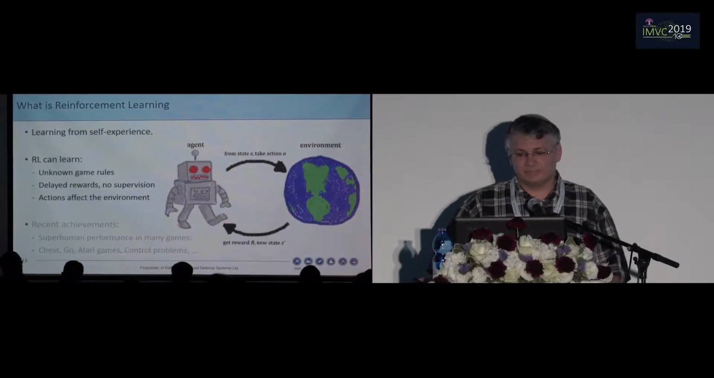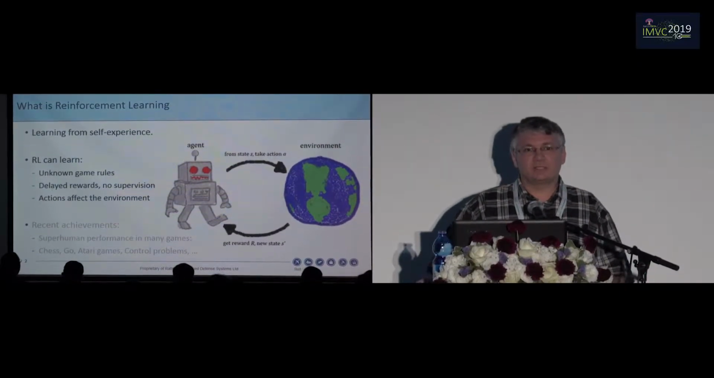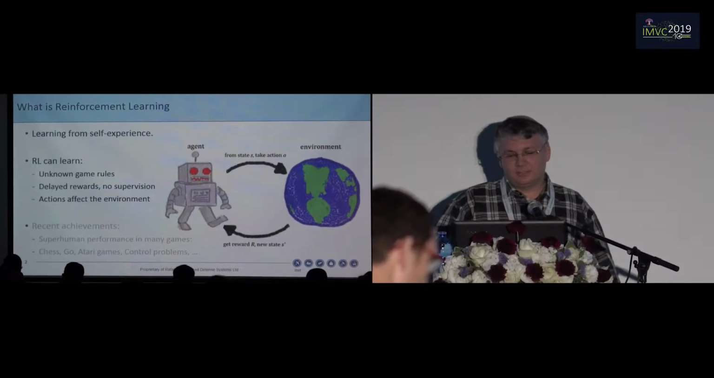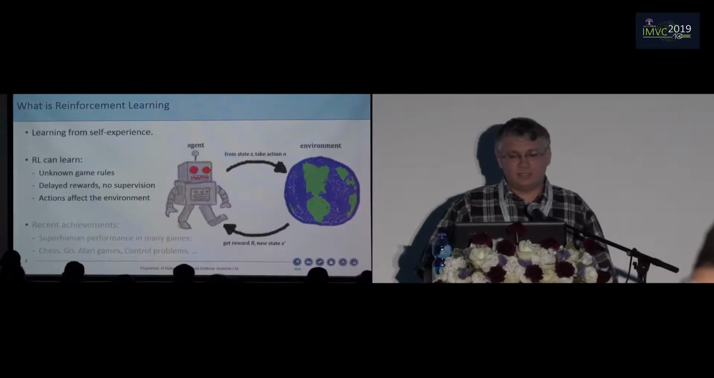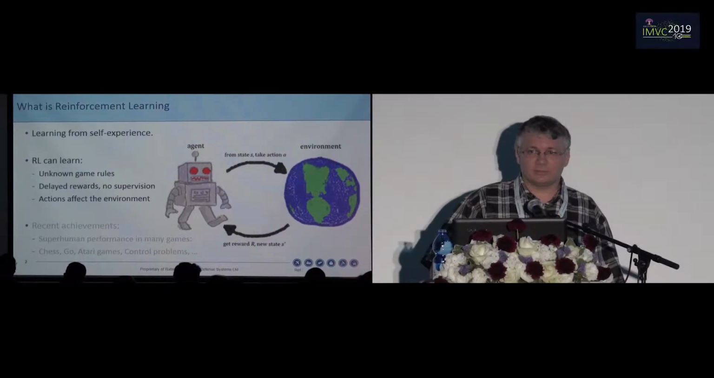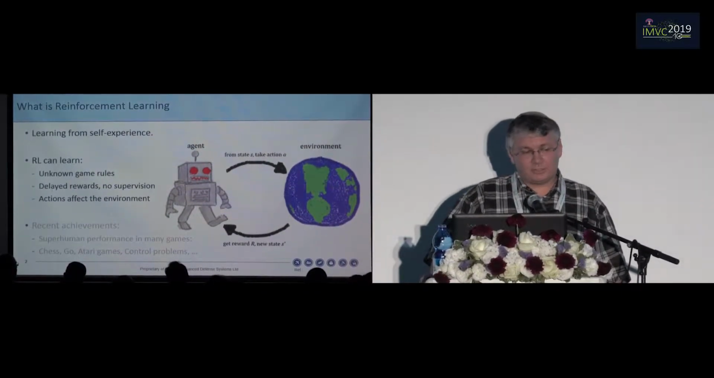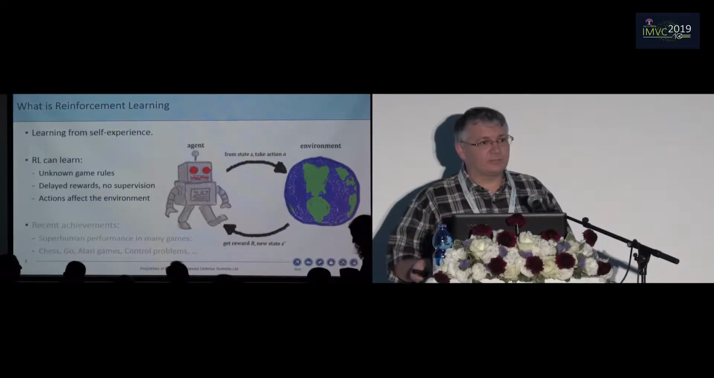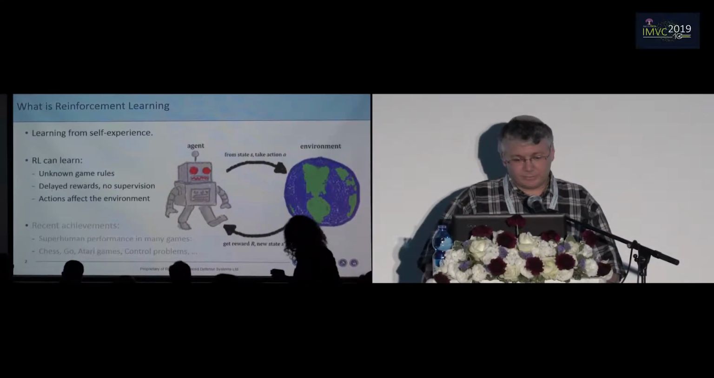So, if anyone is not aware, what is reinforcement learning? It's learning from self-experience. So we have a machine learning agent in the world or in the environment. The world gives the agent a state, S. The agent takes an action, A, and the world or the environment gives back a reward. And we want to make an algorithm to maximize this reward.